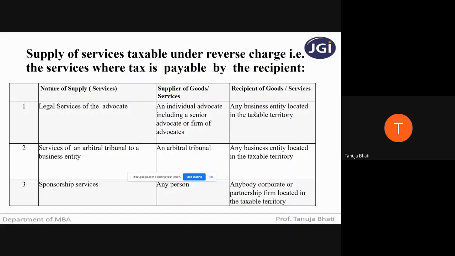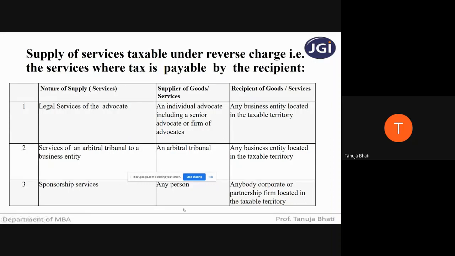Next, let us understand the next type of services which is liable to reverse charge: services of an arbitral tribunal to a business entity. Who is providing services? An arbitral tribunal. To whom? To a business entity. Now what is an arbitral tribunal? They are the arbitrators who provide the services of resolving disputes in a business entity. If there is any dispute, the arbitral tribunal will help in resolving it. So in that case also, the business entity receiving those services is liable to pay tax under reverse charge. Next is sponsorship services.